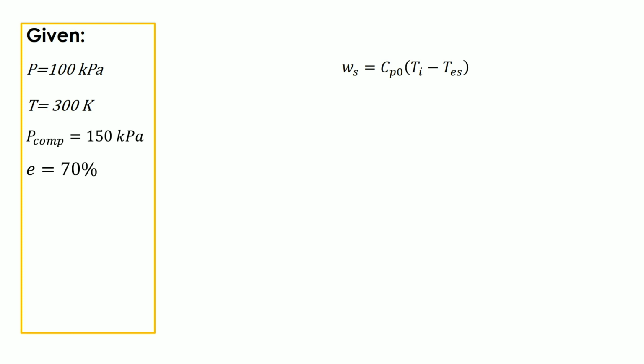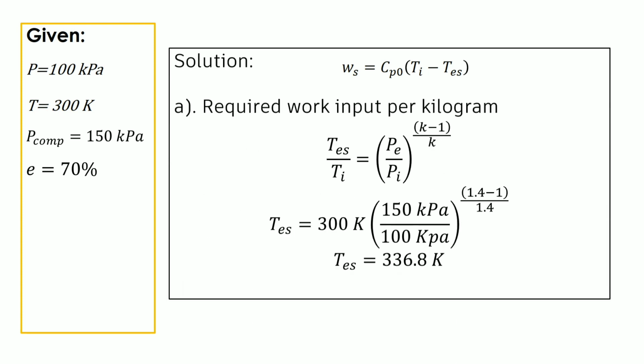For this, we are going to use this formula: lowercase w sub s is equivalent to the constant pressure specific heat multiplied by the difference of the estimated temperature and the initial temperature. Before using that formula, we still need to find the estimated temperature since it is unknown for us. So this is the formula to be used.